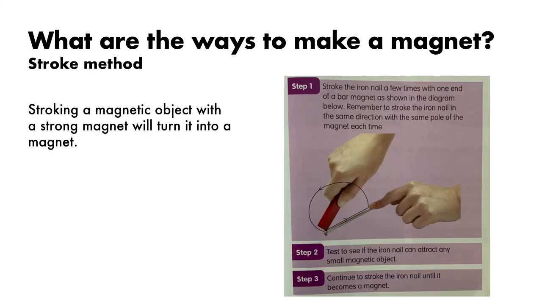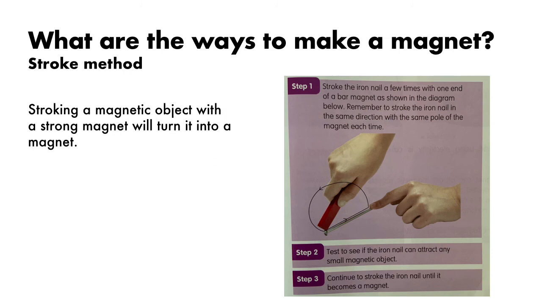So when we talk about the stroke method, remember I said the stroke method basically applies this way. It is stroking a magnetic object with a strong magnet, and essentially by stroking a magnetic object with a strong magnet, you turn the magnetic object into a magnet. Okay, look here. Step one. That means you keep on stroking a magnetic object like metal. Then that magnetic object will become a magnet. So that's how we make a magnet.